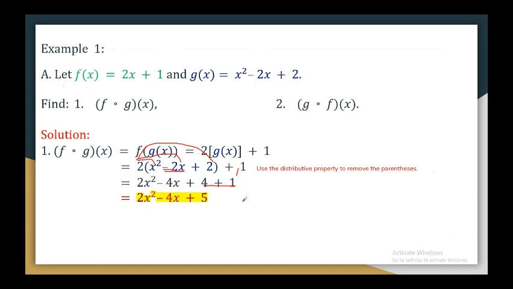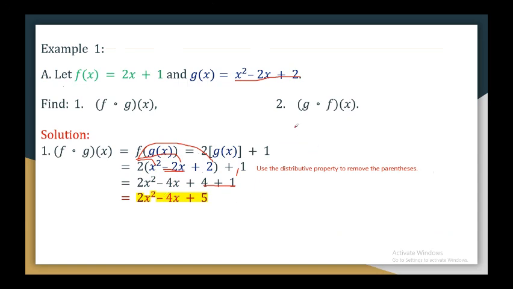So that is how you solve for the composition of functions. Replace the x in the outer function by the value of the inner function. So here, instead of f of x, that is f of g of x. What is the value of g of x? Replace that in the function and then solve. And that's why we have here 2x squared minus 4x plus 5.